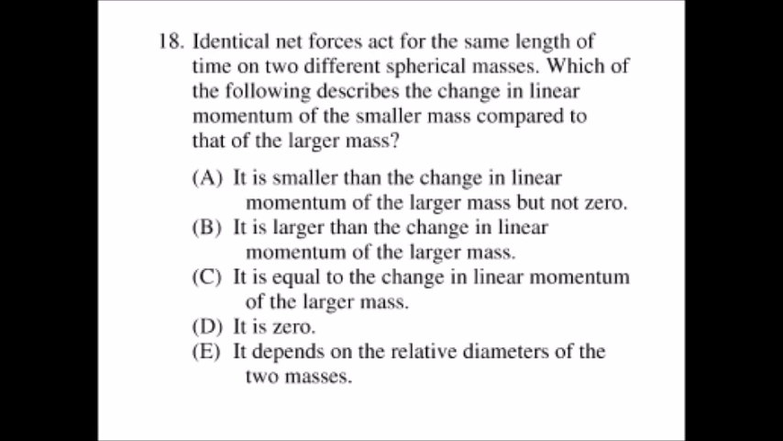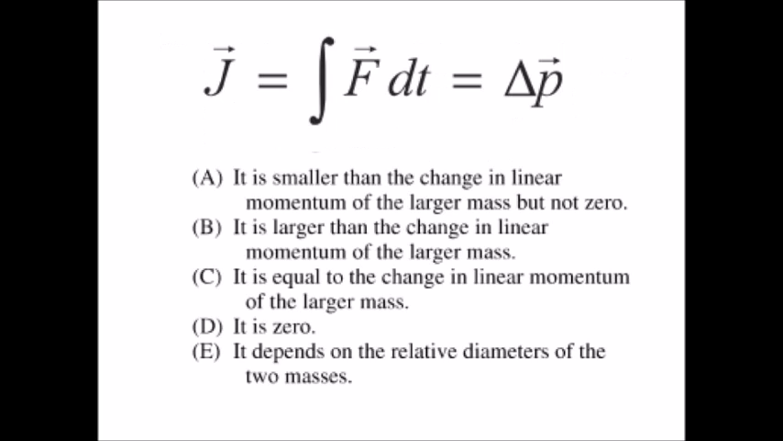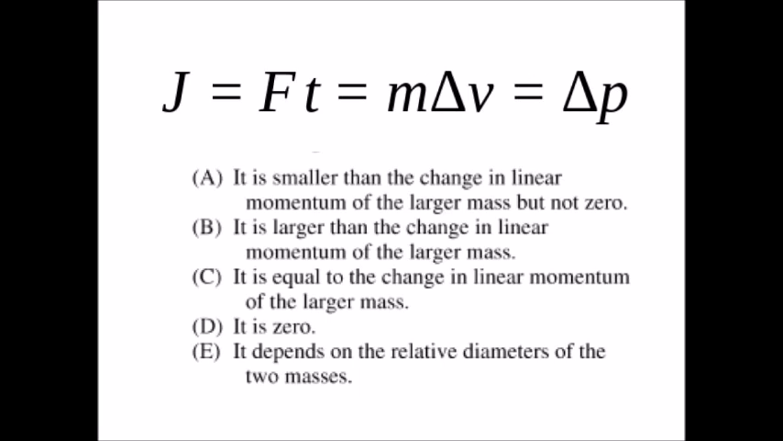Identical net forces, aren't they cute? Act for the same length of time on 2 different spherical masses. Which of the following describes the change in linear momentum of the smaller mass compared to the larger mass? A momentum equation: J equals integral F dt equals change in momentum. Let's simplify that a little bit. I feel okay simplifying it because the forces are the same and the times are the same. One mass is smaller, and that means delta P is the same.